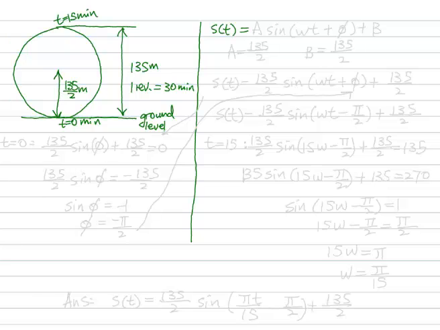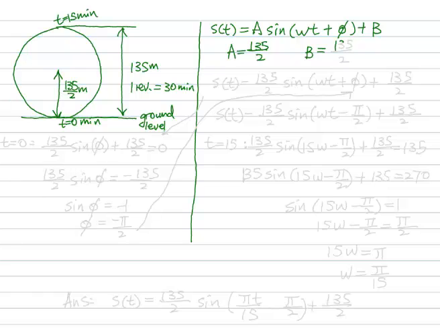We write down the general form of the sinusoids. S of t equals a sine of omega t plus phi plus b. And we know that a is 135 over 2. We simply get a by finding the radius of the Ferris wheel.